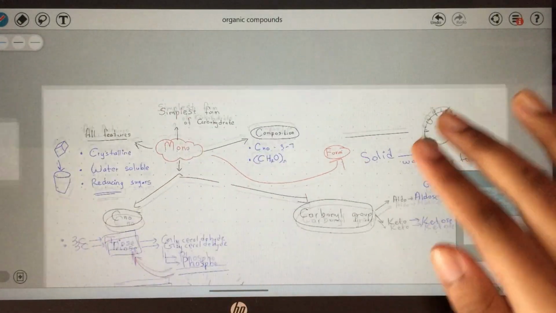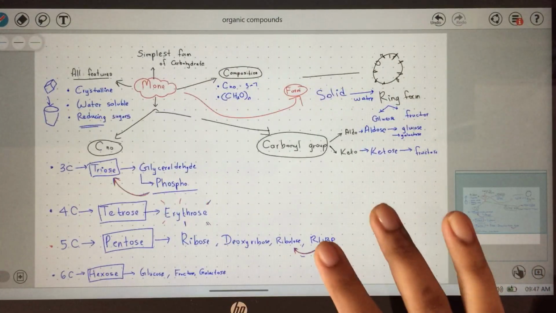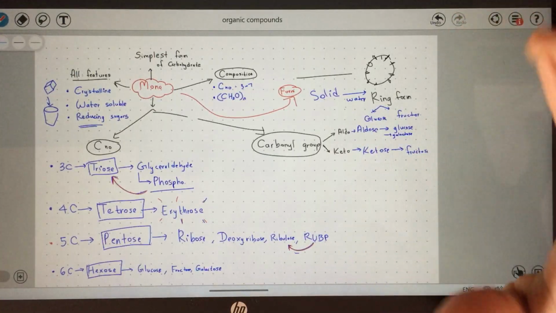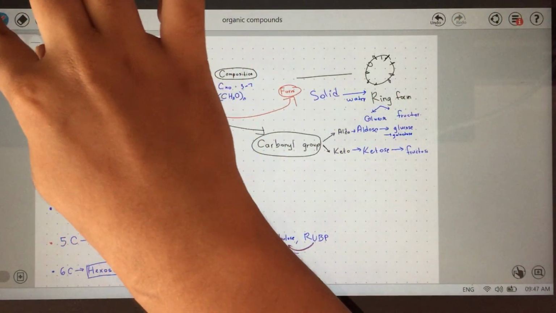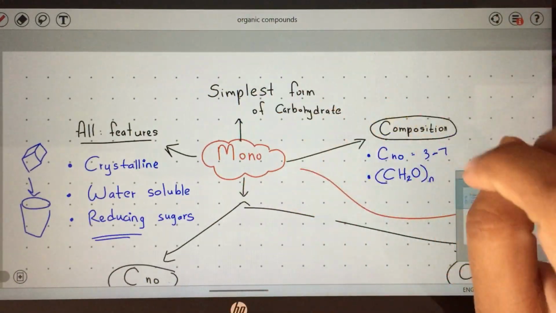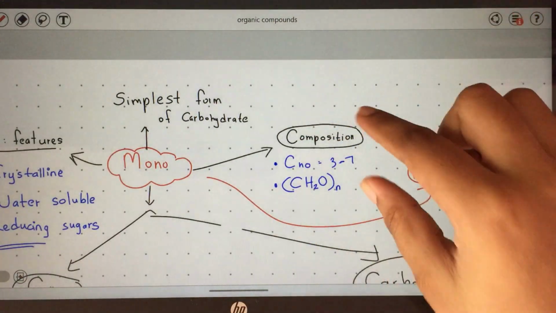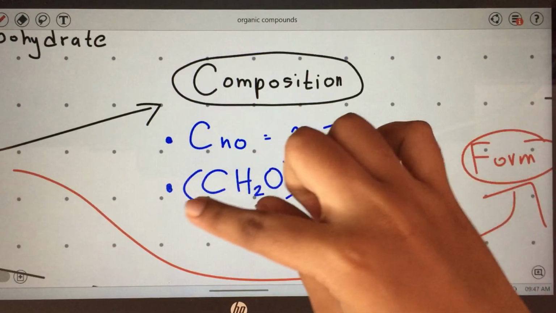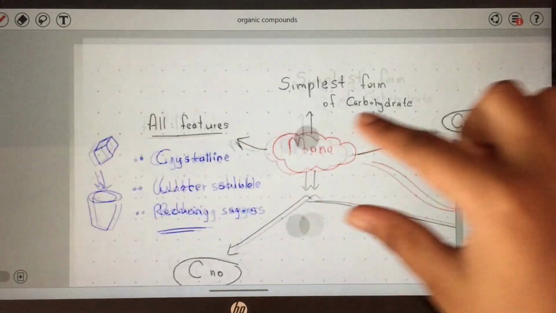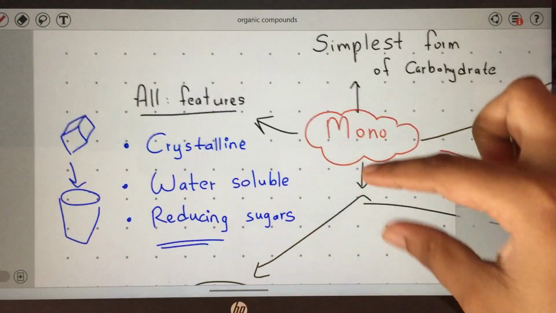Okay, that's it for monosaccharides. Now, what are the things you have to remember here? This is all that you have about monosaccharides in your resource. Firstly, the monosaccharide is the simplest form of carbohydrate. Secondly, about the composition, what it is made of: we have carbon number 3 to 7 and the common general formula is CH2ON. And then the features that are common to all monosaccharides: crystalline, water soluble and reducing sugars.